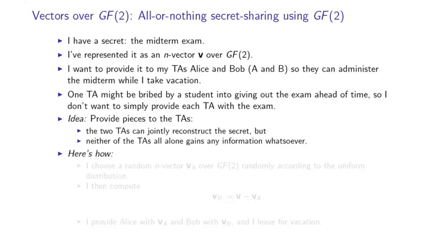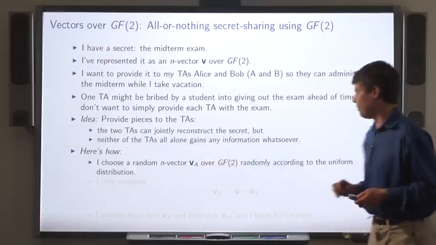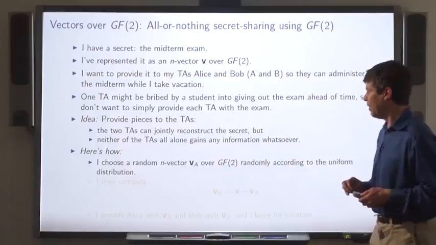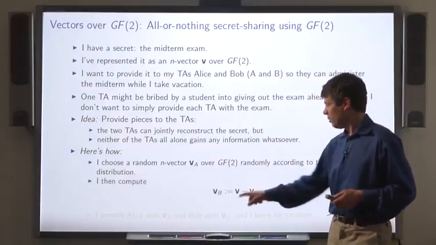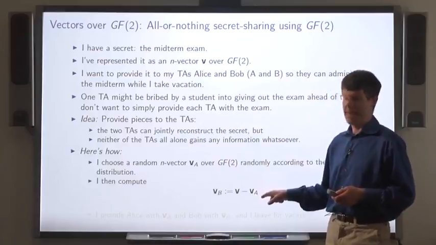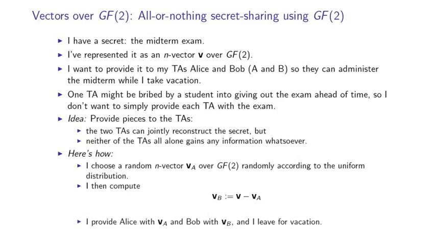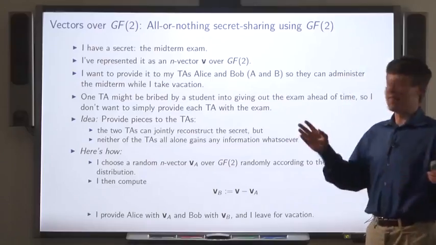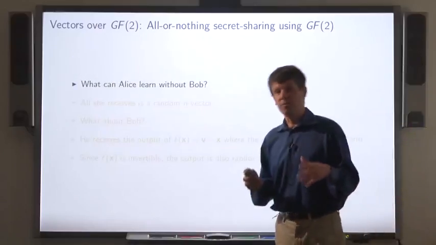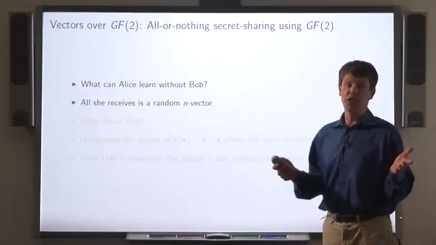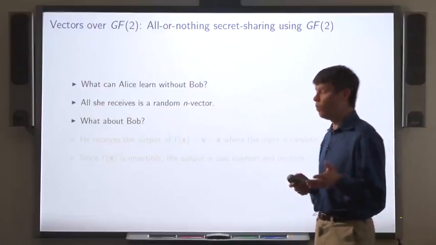So here's the solution. I start by choosing a random n-vector over GF2. Let's call it VA. I then compute VB by subtracting, which is the same as adding in GF2, subtracting VA from V. Now I provide VA to Alice, one of my TAs, and VB to Bob, the other TA. And I leave on vacation. What does Alice learn from her part? Well, all she receives is a random n-vector. Well, what about Bob?